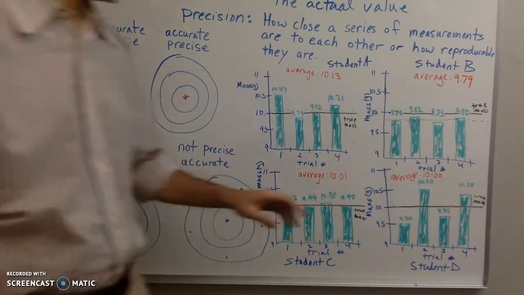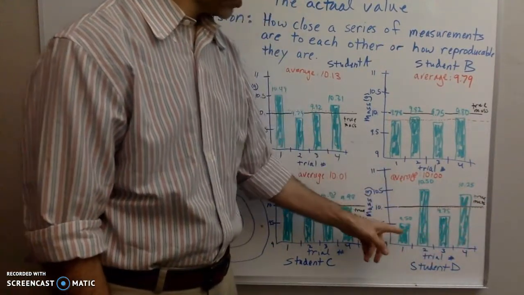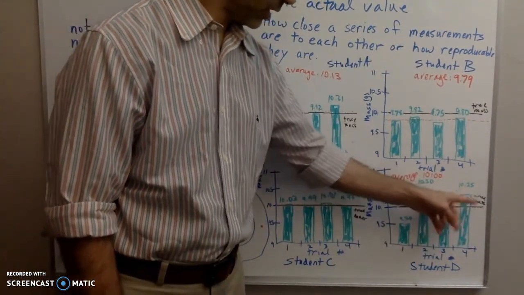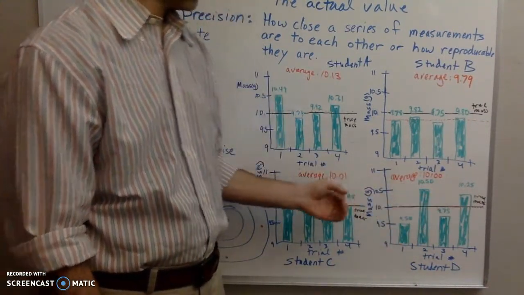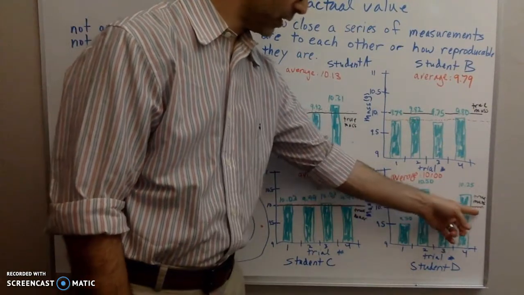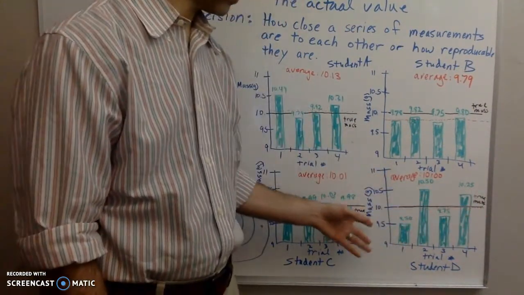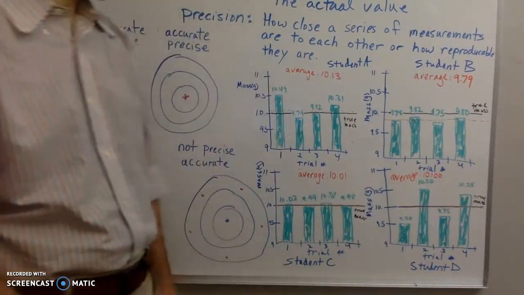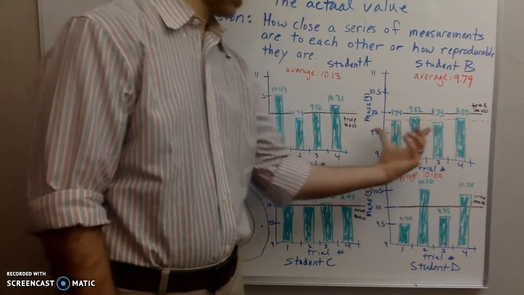And then last but not least, here's the situation where you have imprecise data. So you've got a lot of fluctuation. So there's imprecision in the data. But when you average them out, the average is accurate. So this would be accurate but imprecise. So in this situation, looks like you might have a systematic error.